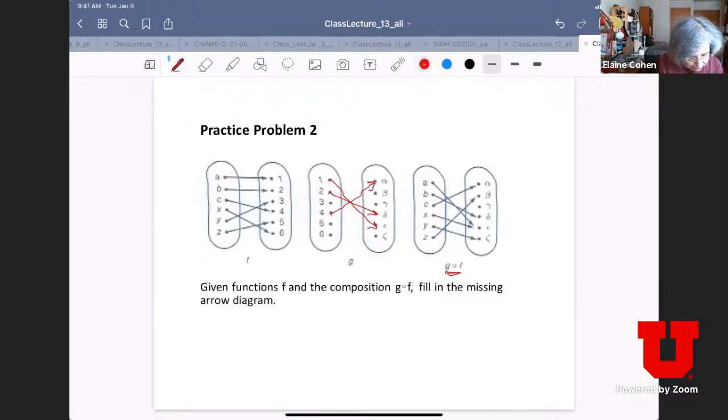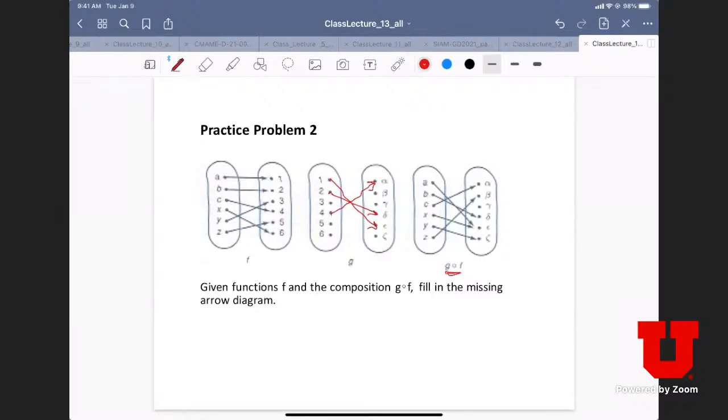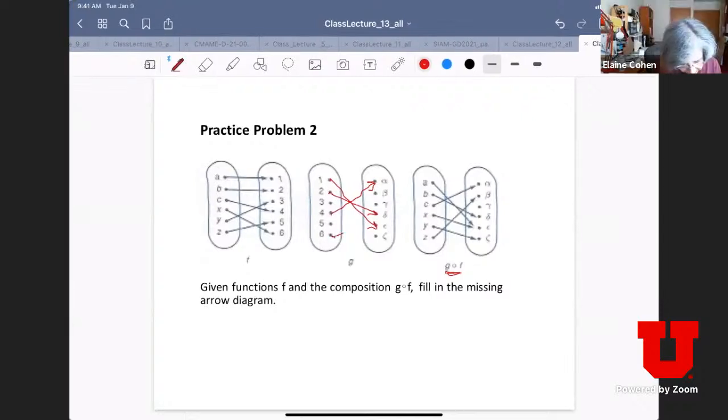Okay, now we have X goes to 6. And in the final result, X goes to epsilon. So where does 6 go to? 6 goes to epsilon. Good. 6 goes to epsilon.